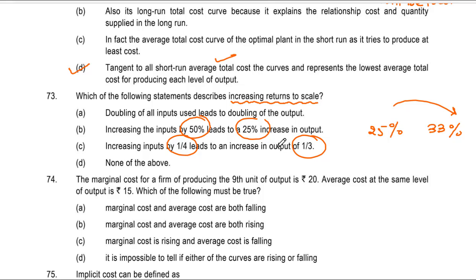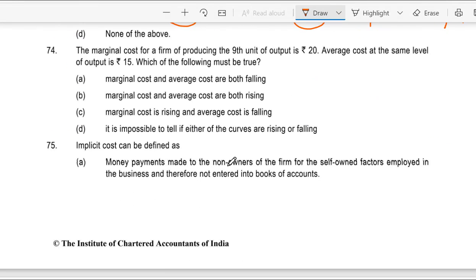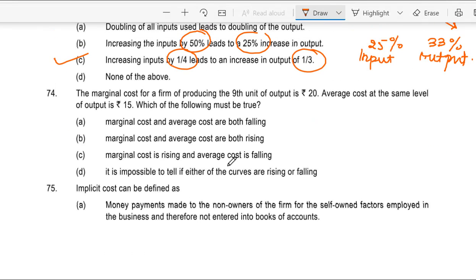Increasing returns to scale. The output should increase as compared to inputs. Over here the input is 25%, but the output increased by 33%. So the answer is C, 73C, that is increasing inputs by 1/4 leads to increase in output by 1/3. Let us see question number 74.